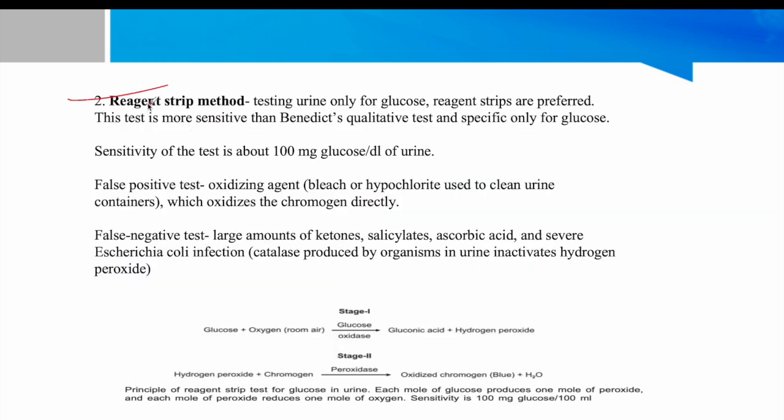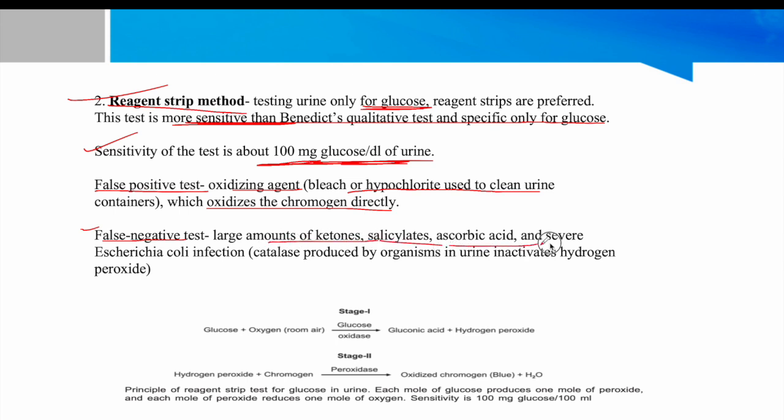Now, the second one which we do is the reagent strip method. It detects glucose. As Benedict is not specific, this is more sensitive than the Benedict qualitative test, and it is specific only for glucose. The sensitivity of this test is about 100 mg glucose per deciliter of urine. Now, false positive results can occur with oxidizing agents, bleach or hypochlorite used to clean urine containers, which oxidizes the chromogen directly. False negative results can occur if there are large amounts of ketones, salicylates, ascorbic acid, and severe E. coli infection, because of catalase produced by the organisms in urine, which inactivates the hydrogen peroxide.